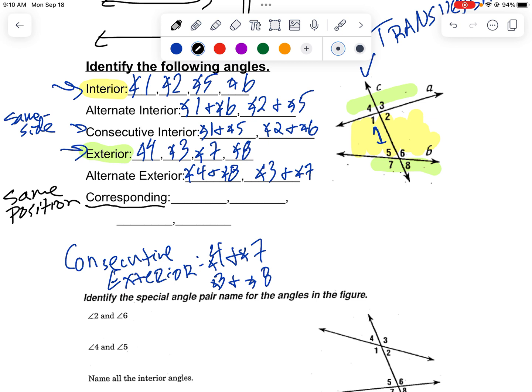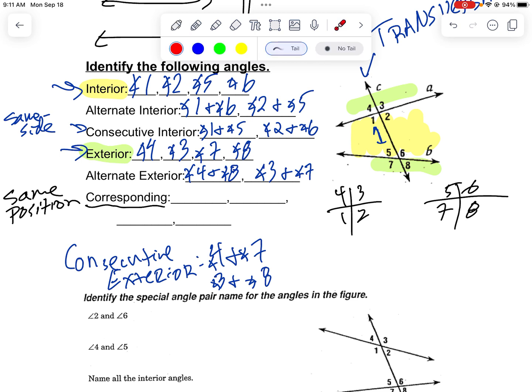So if I look at these 4 pairs of angles, I'm going to redraw this right here. So I have angle 1, angle 2, angle 3, and angle 4, and then I have 5, 6, 7, 8. It's easier for me to tell which angles are in the same position when I redraw it like that. Some people can just look at the picture and that's totally fine too.